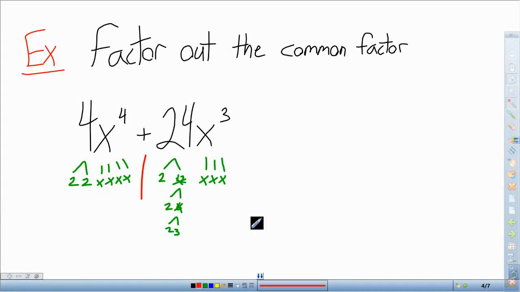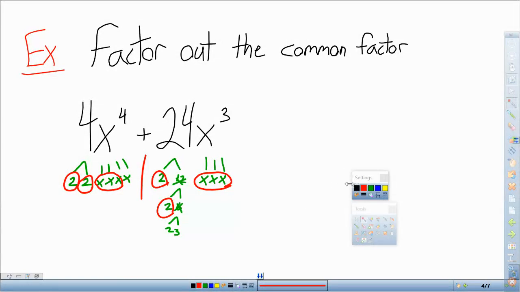Okay, so now let's figure out what they have in common. What is the common factor of these two terms? It looks like they both have a 2, and it looks like they both have another 2. As far as numbers are concerned, that's all they have in common. As far as variables are concerned, it looks like they both have 3 x's in common, right? So let's just circle them all together. Okay, and there it is. That's the common factors. That's what we're going to take out of both of these terms.